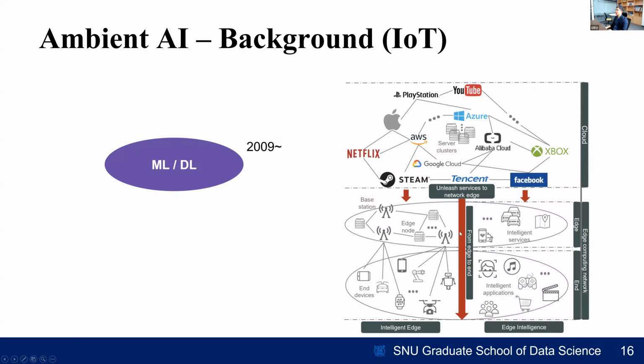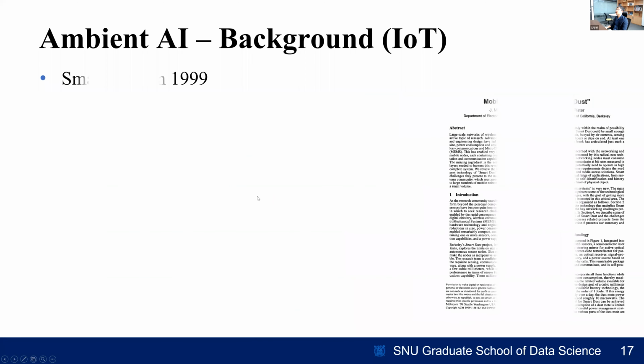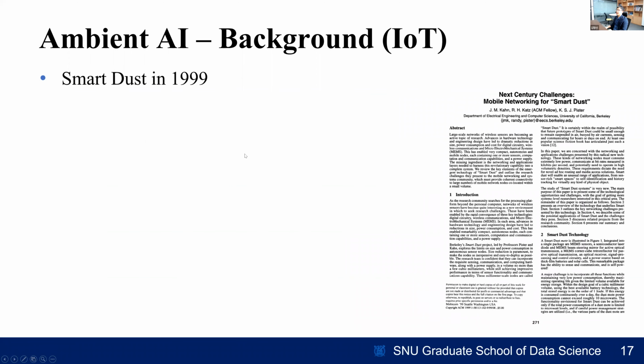And let's move on to the second pillar, which is the Internet of Things on the lowest computing tier. At the end of the 20th century, there was a really ambitious project called Smart Dust. I mean, not smartphones, smart speakers, but smart dust. You can see how ambitious it is, right?